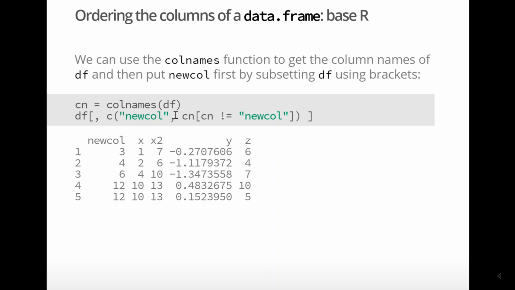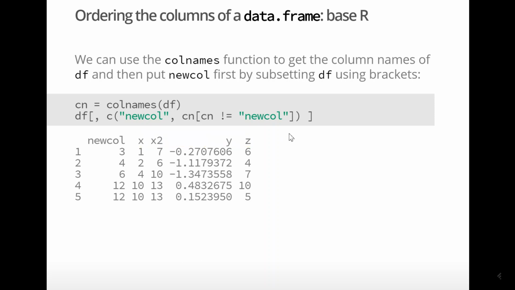So say I want to change the ordering of my columns. This is an example where I want to put the new col first, and then the rest of the columns after. One way you can do that is you can just assign the column names to a new variable, cn, and then I'm going to collect new col, and then the remaining column names that are not equal to new col. So that basically moves that column from the last column to the first column and keeps the rest of them in order after that.